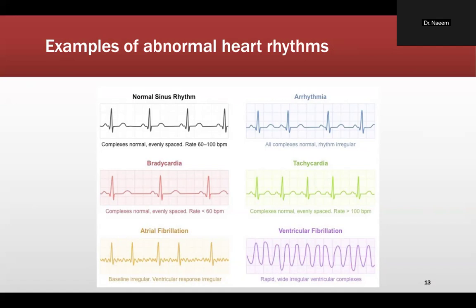And then for AFib, you can see an irregular baseline. The ventricular response is irregular as well. So irregularly irregular is the description for AFib. And then ventricular fibrillation, which is considered a life-threatening type of arrhythmia. You can see rapid, wide, irregular complexes, which have literally no shape or form. So it's very, very chaotic.